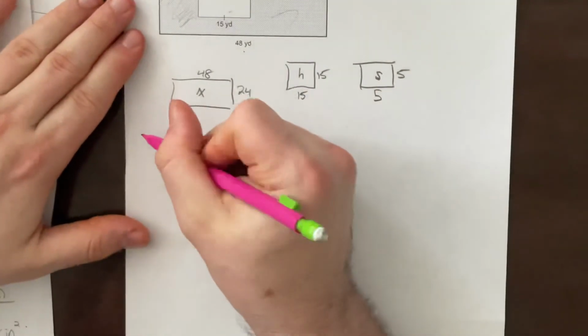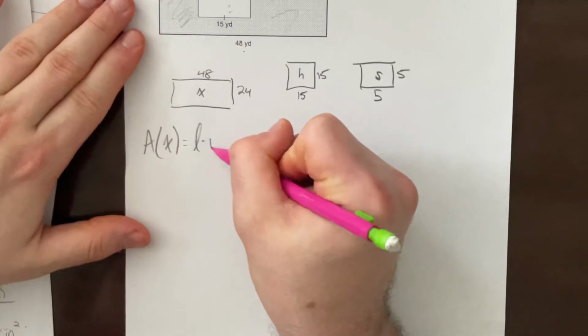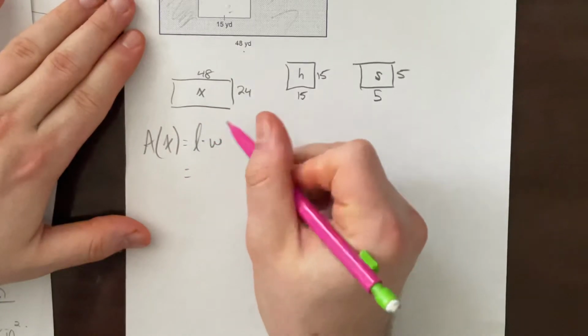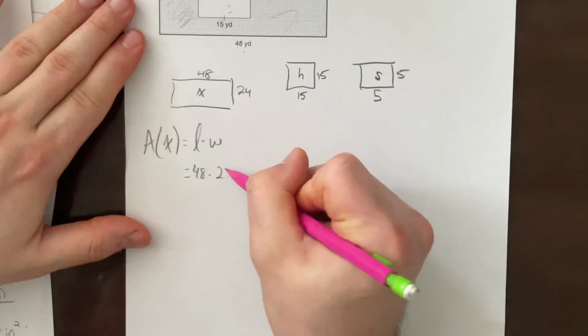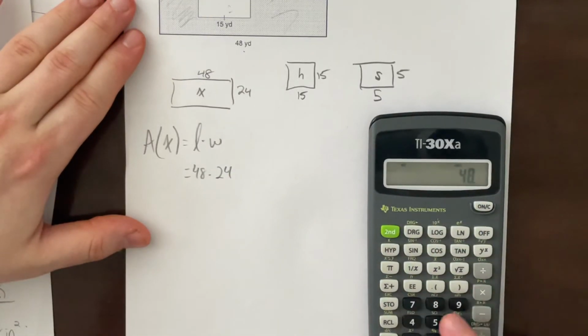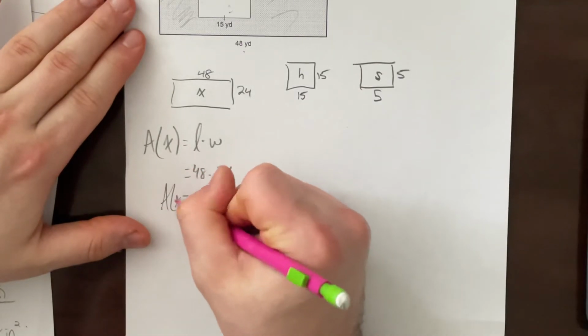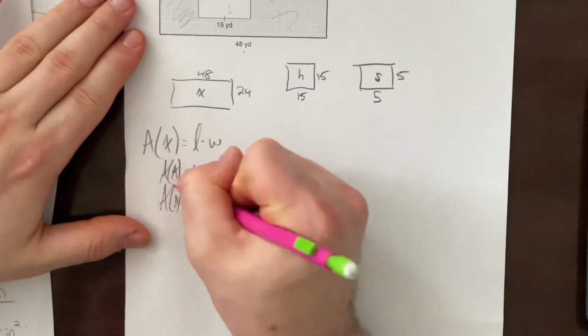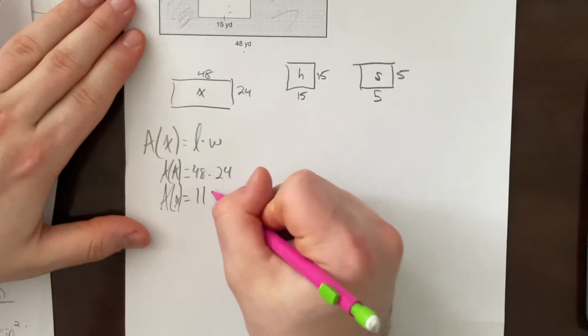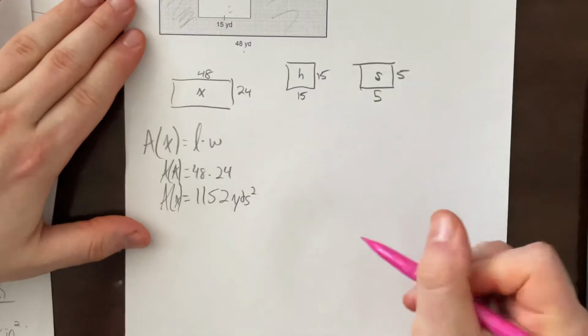So very simple, I can do it like this. I can say area of X is going to be length times width, which is going to be 48 times 24, quick math. So the area of X is going to be 1,152. We're going to say that's yards squared.